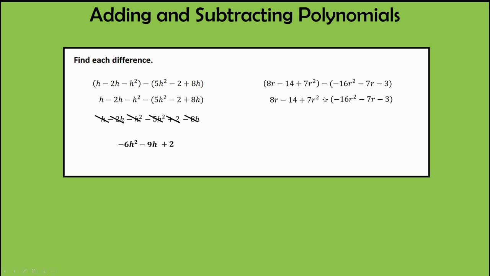Now, I want to eliminate the parentheses, and to do that, I got to subtract each of these terms, and then I can drop the parentheses. So the first one's already dropped. I'm going to leave it as is. Now here, I'm going to go minus negative 16r squared, which becomes plus 16r squared, minus negative 7r, plus 7r, minus negative 3, plus 3. So now I've gotten rid of the second parentheses by doing the subtraction process it asks us to.